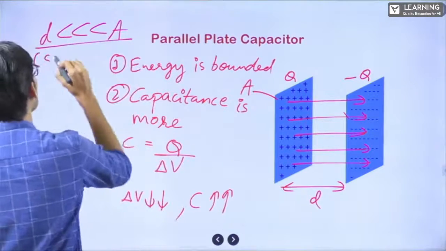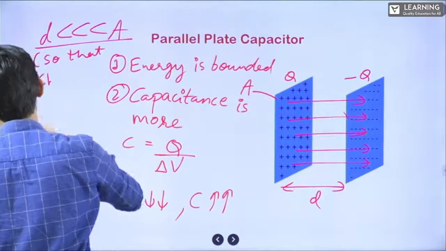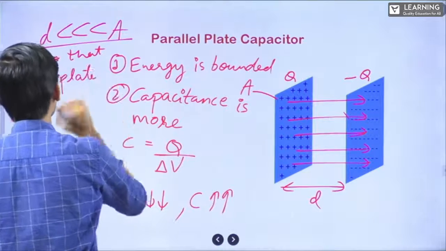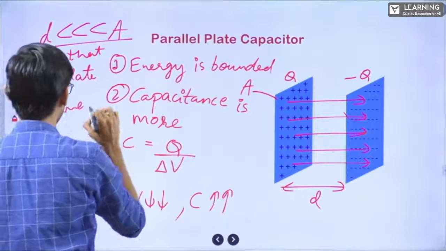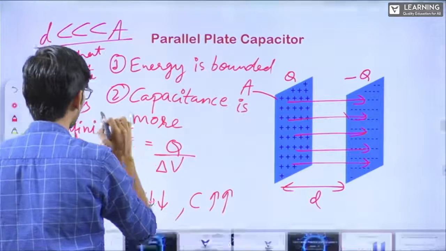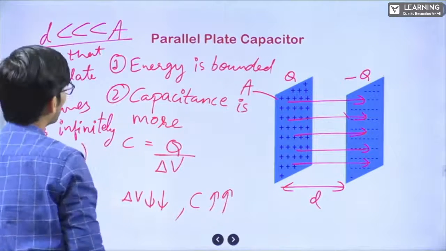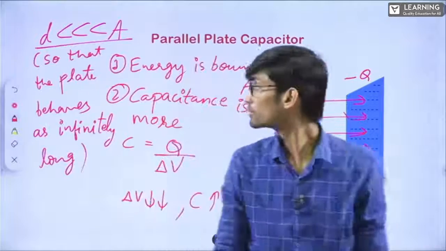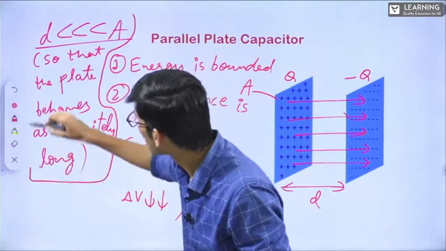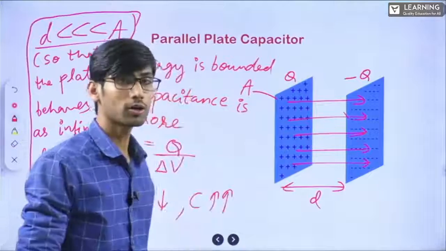Why this is, so that the sheet or the plate behaves as infinitely long. Clear? This is separate, okay? Fine. How will it behave as infinitely long?